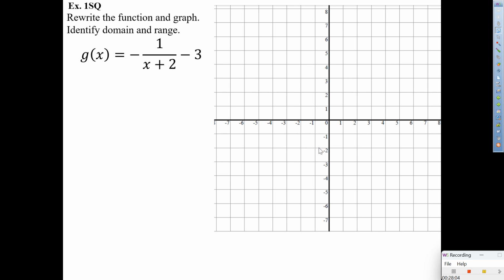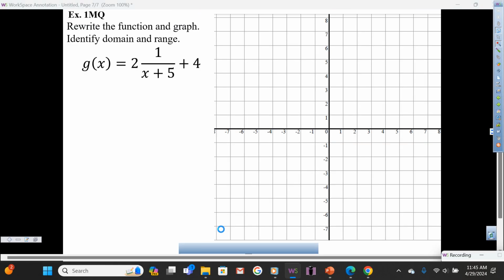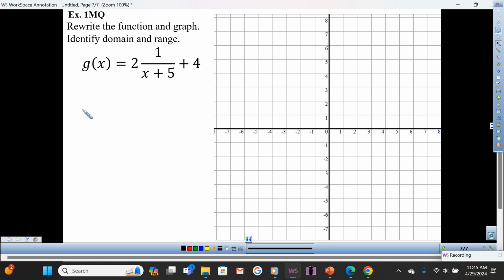let's go to a funner one. Let's go to this one. Copy this one on your next graph. G of x equals 2 times 1 over x plus 5 plus 4. So to get us started, I'm going to start with a parent function, f of x equals 1 over x.